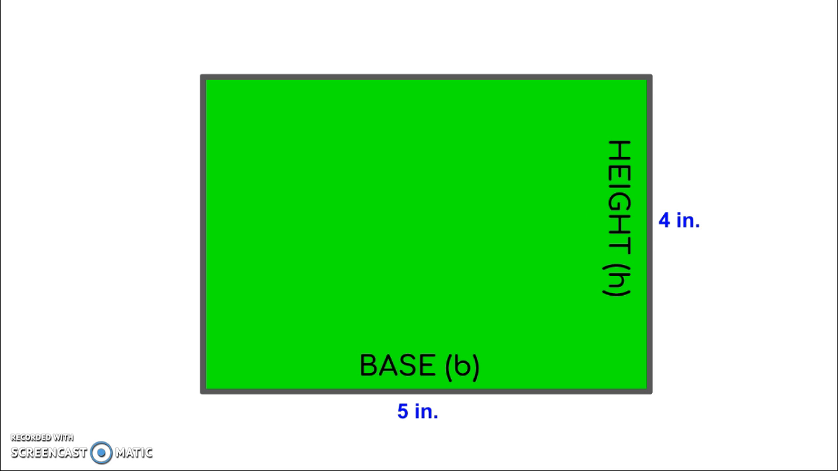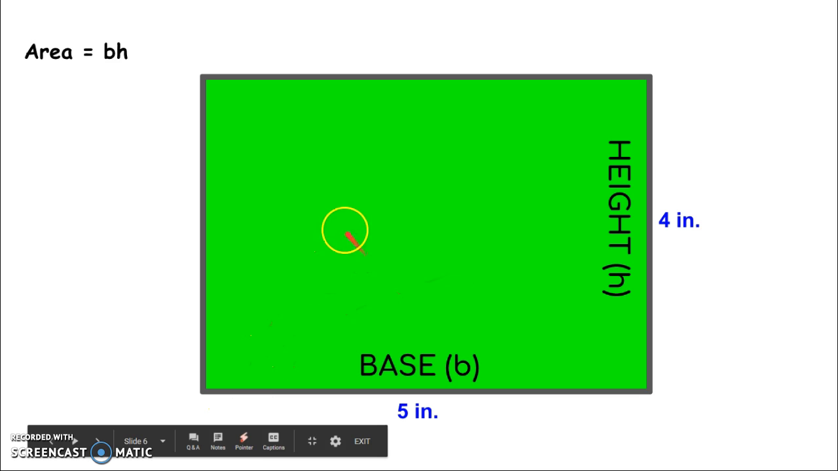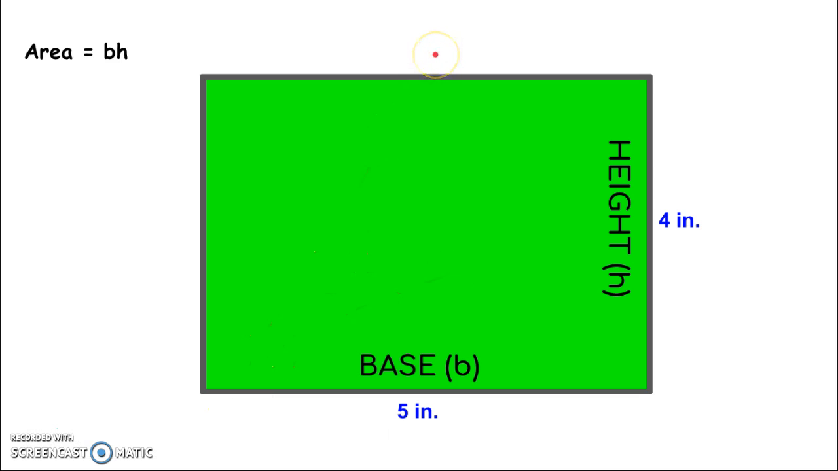When we go through this, you need to follow a simple formula. The formula we're going to use is area equals base times height. When we write base and height together like that, those two variables simply mean base times height. We're going to multiply the base times the height.